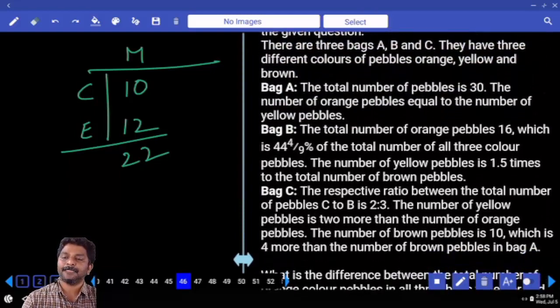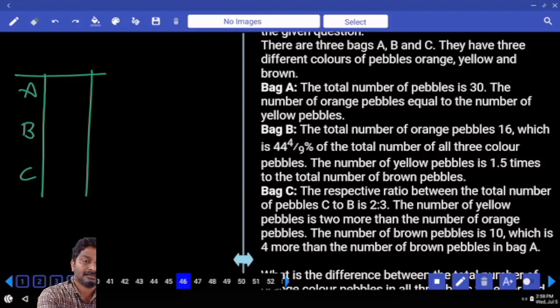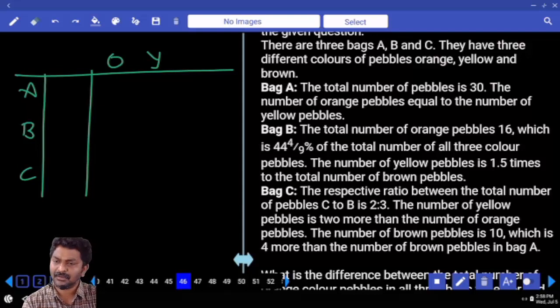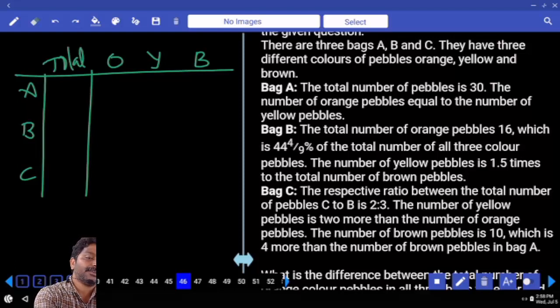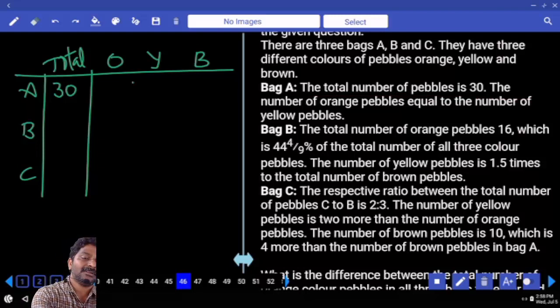Three bags. There are 3 bags A, B, C. They have 3 different colors of pebbles: orange, yellow, brown. And here what do we write? Total. Okay, continue. The total number of pebbles in bag A is 30. The number of orange pebbles is equal to number of yellow pebbles. Both are same, equal. Okay.